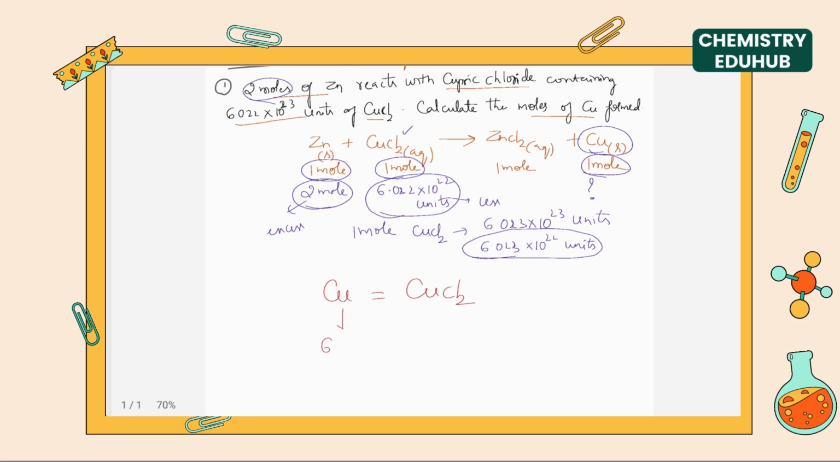So 6.022 into 10 power 22 units of copper is formed in this reaction. So copper chloride is said to be the limiting reagent because this reactant is deciding the amount of product formed. So that is considered to be the limiting reagent.